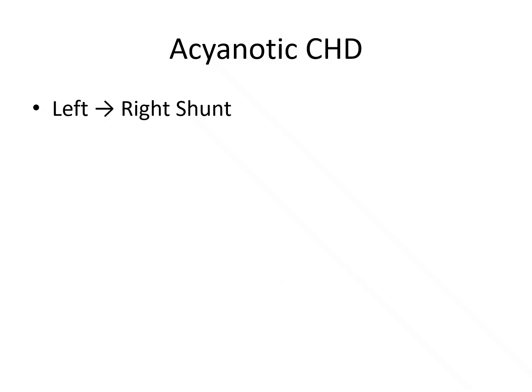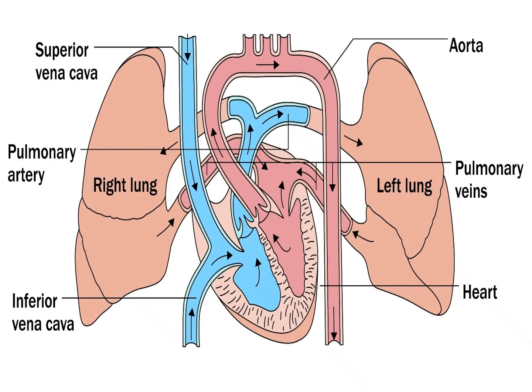Now the acyanotic congenital heart disease, that is the left to right shunt. Before going to acyanotic congenital heart disease, let's know briefly about the basic mechanism of normal blood flow. The blood from the body goes into the IVC and superior vena cava, through which it drains into the right atrium.